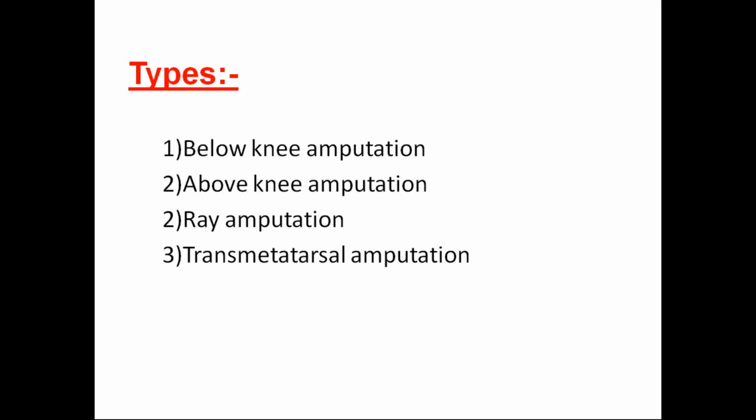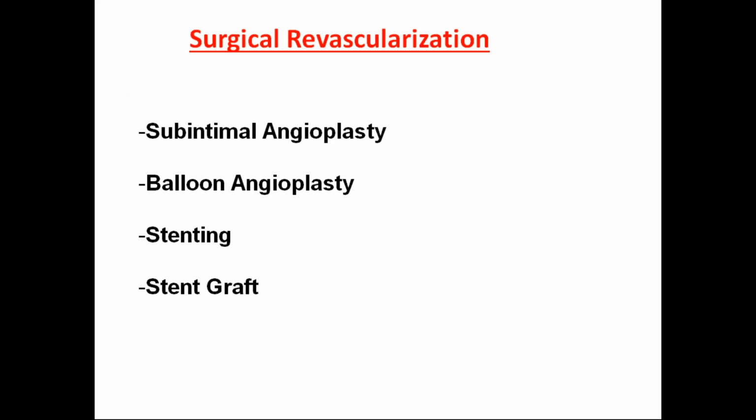So what are the types of amputation? Below knee amputation, above knee amputation, ray amputation, and transmetatarsal amputation. Okay. What are the revascularization techniques? As we have described earlier. So when do we do revascularization? If the patient is stable and can undergo it, if there is benefit for him on revascularization, that is, if he can have better pain relief than amputation, then we go for revascularization techniques. So subintimal angioplasty, balloon angioplasty, stenting, and stent graft.